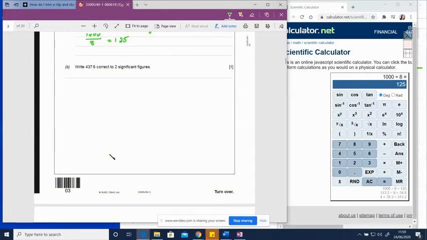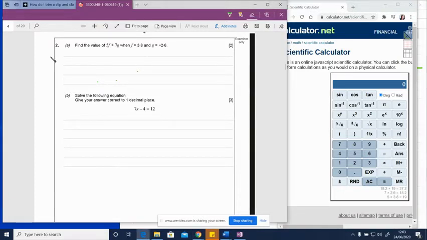Part B asks us to write 437.6 correct to 2 significant figures. That means we simply want the 2 significant figures in our answer. So I'm going to concentrate on the figures 4 and 3, and I want those 2 figures in my answer. The rest of the figures can be 0. But because the 7 to the right of the 3 is 5 or above, I have to round that 3 up to 4. So the answer is going to be 440. Because I've replaced the 7 and the 6 with 0.